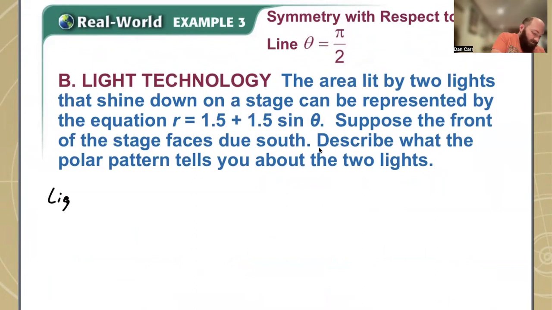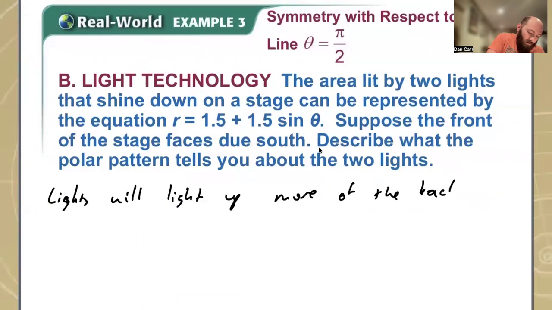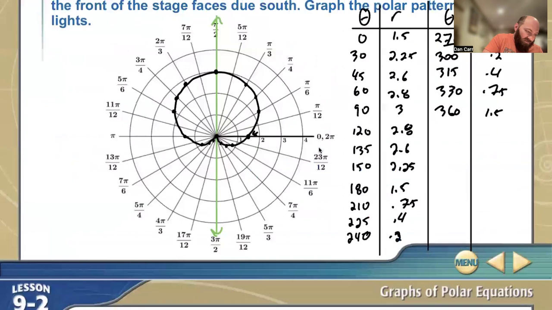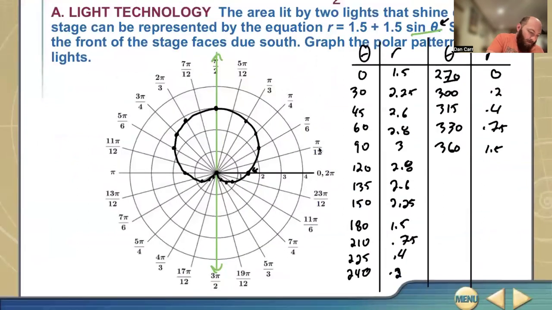So the lights will light up more of the back of the stage compared to the front. Okay. So what that means is, if this is facing due south, okay, the stage, this is like the stage front. So this is the stage back here. So we're facing south, where the band is facing the crowd is the idea.